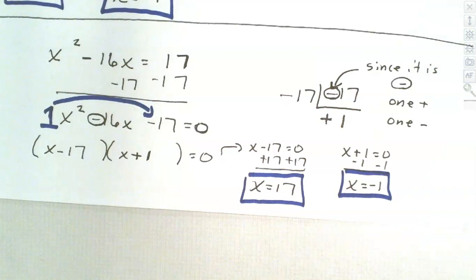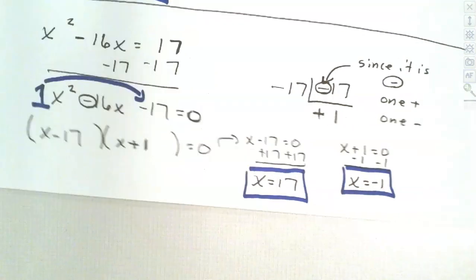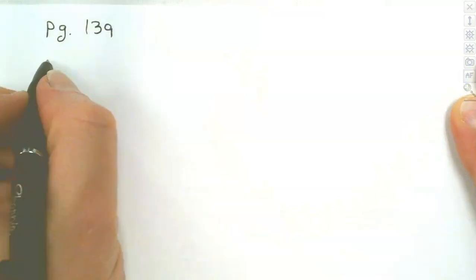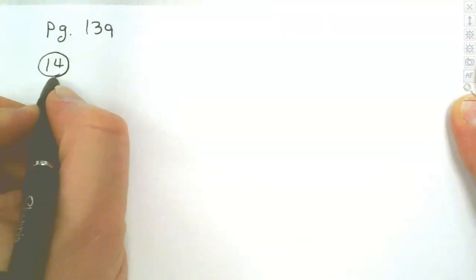And factoring is one of the things that just takes a little bit of practice. So if you haven't factored in a while, it'll come back to you pretty quickly. If you haven't seen it before, it won't take long to pick it up either. It's just a matter of mentally working through numbers. So we're on page, again, 139. And we're going to look now at question 14. And again, solve with zero factor.